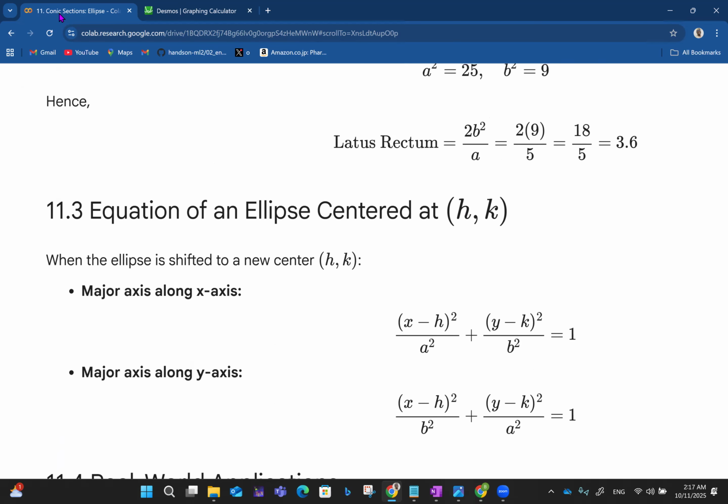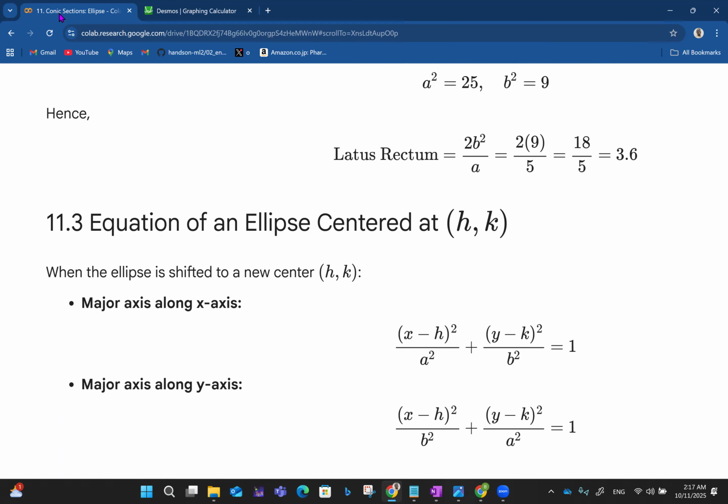Now, the equation of an ellipse centered at h, comma k. What we have considered so far is the ellipse having its center at 0. What if the center is not at 0, but at h, comma k, like we had for a circle? It's simple. Instead of just x squared over a squared, you now have x minus h squared over a squared plus y minus k squared over b squared equals 1. For a major axis along the y-axis, you can also have x minus h squared over b squared plus y minus k squared over a squared equals 1.